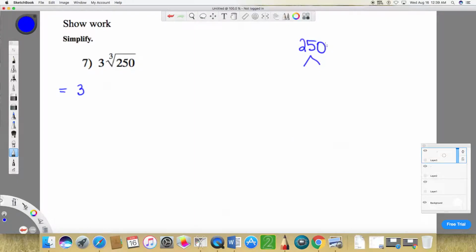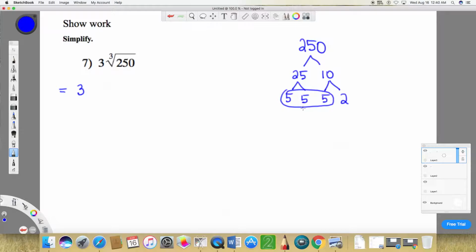With 250, since it ends in 0, I would start out and go 25 times 10. And now with 25, I have 5 times 5. But you have to be careful, because you're probably so used to working with square roots that you're going to say, hey, I have a pair. But we're not looking for pairs, we're looking for groups of 3 because the index is 3. But if we break down 10 to 5 times 2, hopefully it's now easy to see that we do have a group of 3.